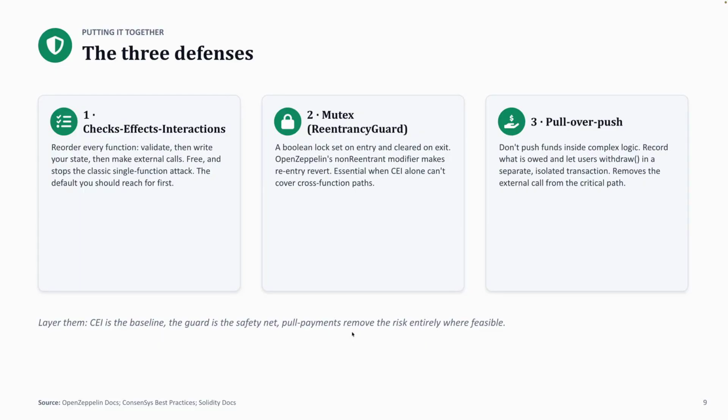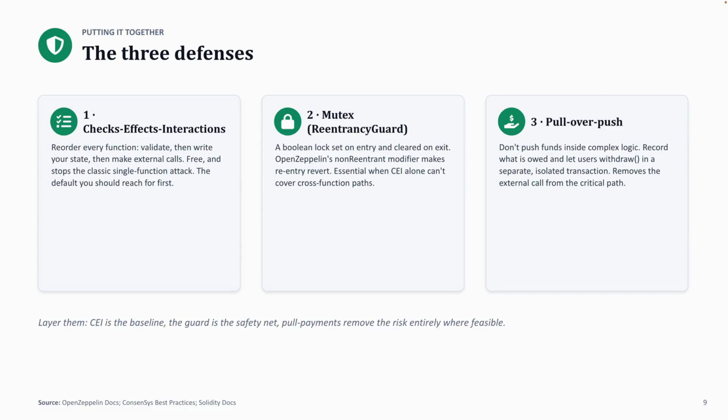Let's put all the three defense mechanisms together. First is our check effects interactions pattern, in which we update the balance first and then make the external call. Second is the mutex or reentrancy guard. It is a boolean lock set on entry and cleared on exit. OpenZeppelin's non-reentrant modifier makes re-entry revert. It is essential when check effects interaction alone can't cover cross-function paths.